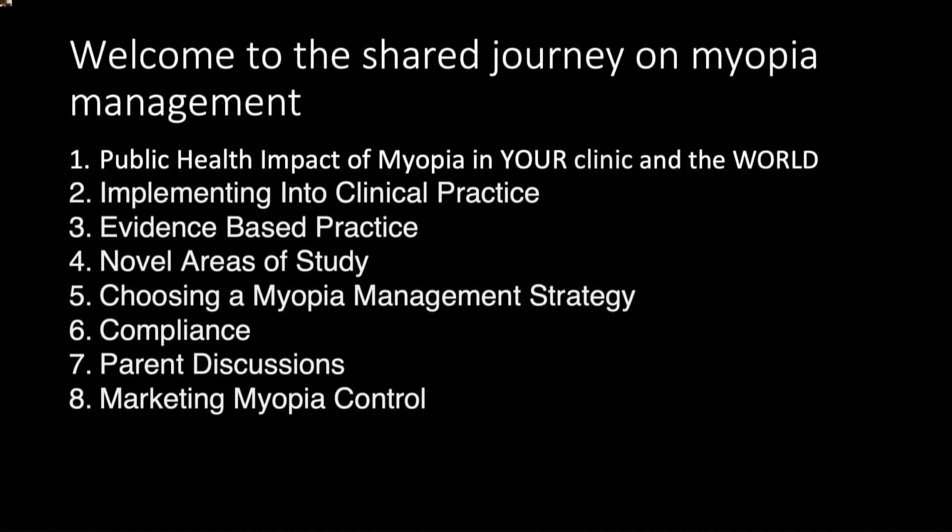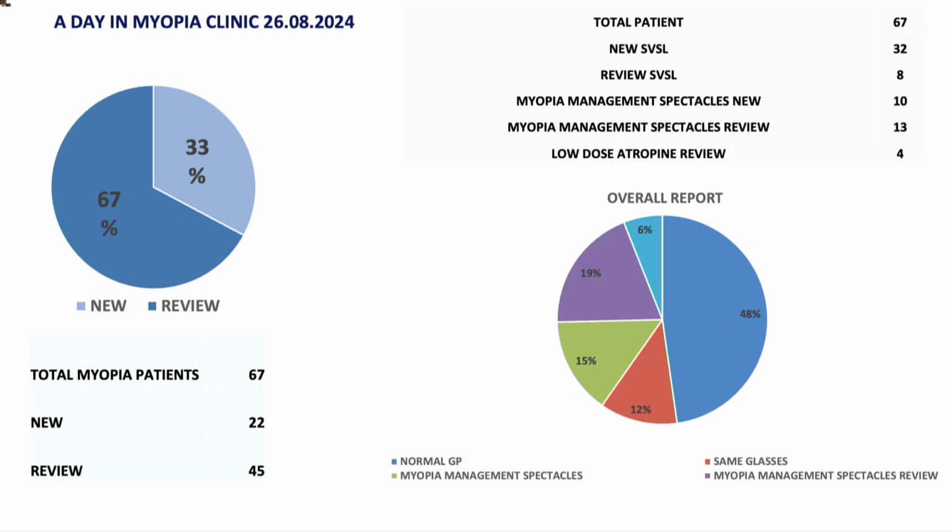It's all evidence based practice, and choosing the strategy for each patient is definitely important, because it's a case by case scenario. General guidelines are definitely there. Compliance is something to be stressed, whether you talk about atropine or glasses, mainly the lifestyle modifications, because if that is not done, then it's not going to improve. So you need a lot of discussion with the parents and the patient, and also something on marketing the control of myopia.